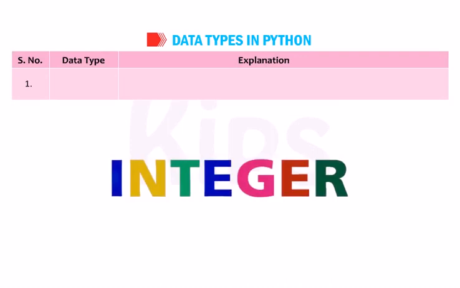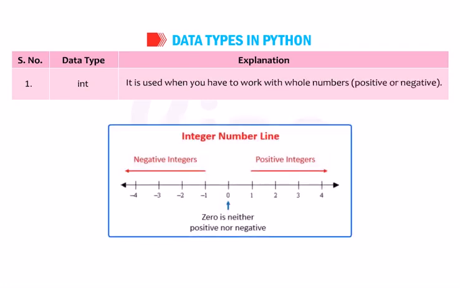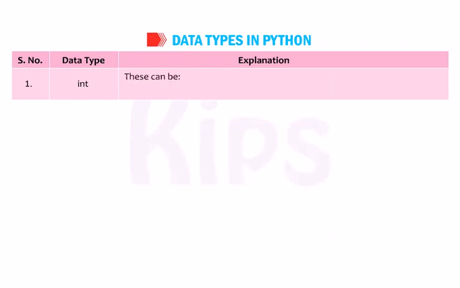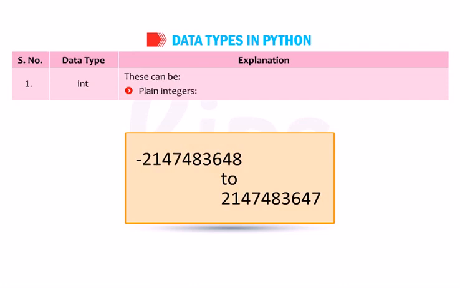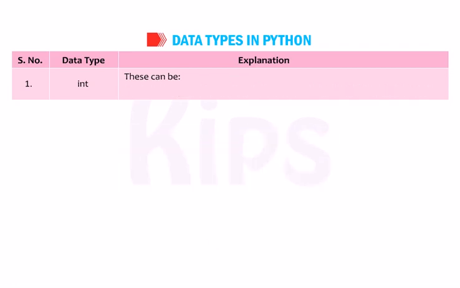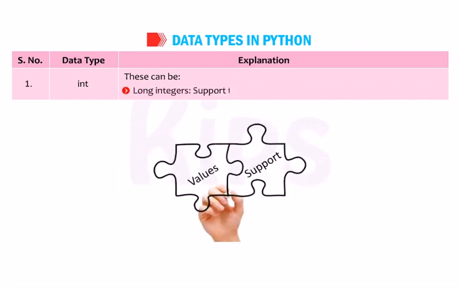Number 1. Integer. It is used when you have to work with whole numbers, positive or negative. These can be plain integer. Store values in the range of -2147483648 to 2147483647. Long integers support the values that lie beyond the range of plain integers.